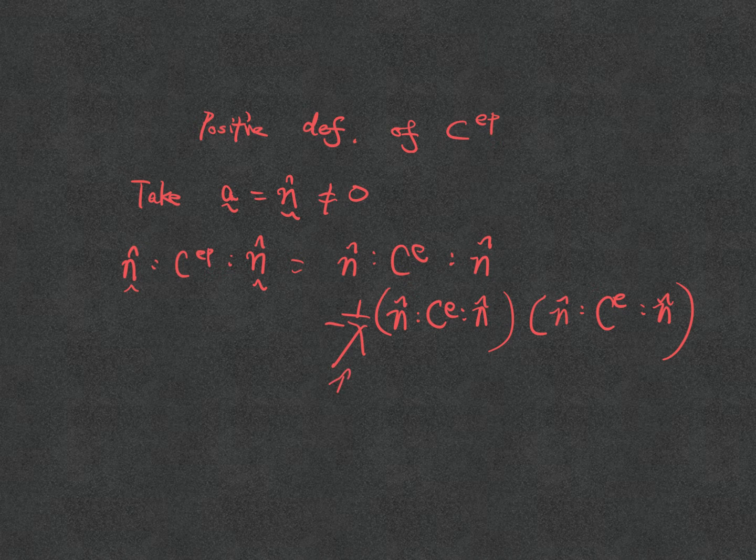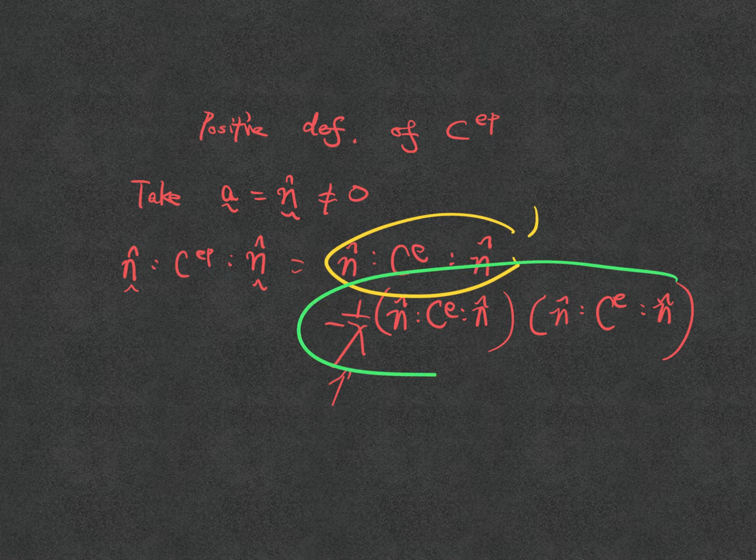So what is n? What is x? X is also n double dot C^e double dot n. So n double dot C^e double dot n divided by n double dot C^e double dot n times n double dot C^e double dot n is actually equal to n double dot C^e double dot n. And so the first term here and the second term here actually cancel out, equal to 0.